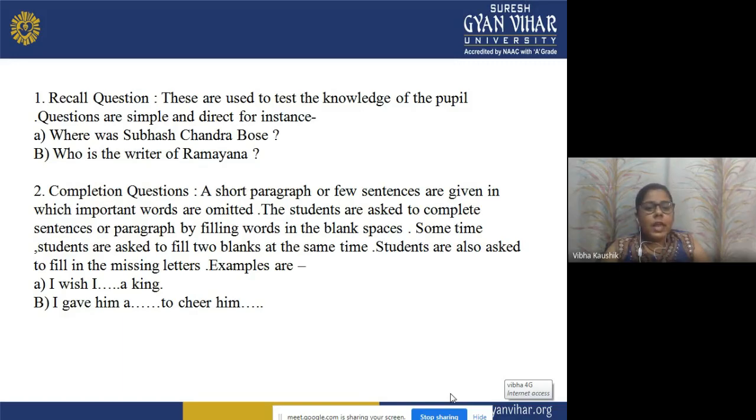For example, A, where was Subhash Chandra Bose born? And B, who is the writer of Ramayana? Means these are the simplest and direct questions, and when we ask the students simple and direct questions, they come under the category of recall questions. The second one is completion questions. A short paragraph or a few sentences are given in which important words are omitted. What do you mean by the completion questions?